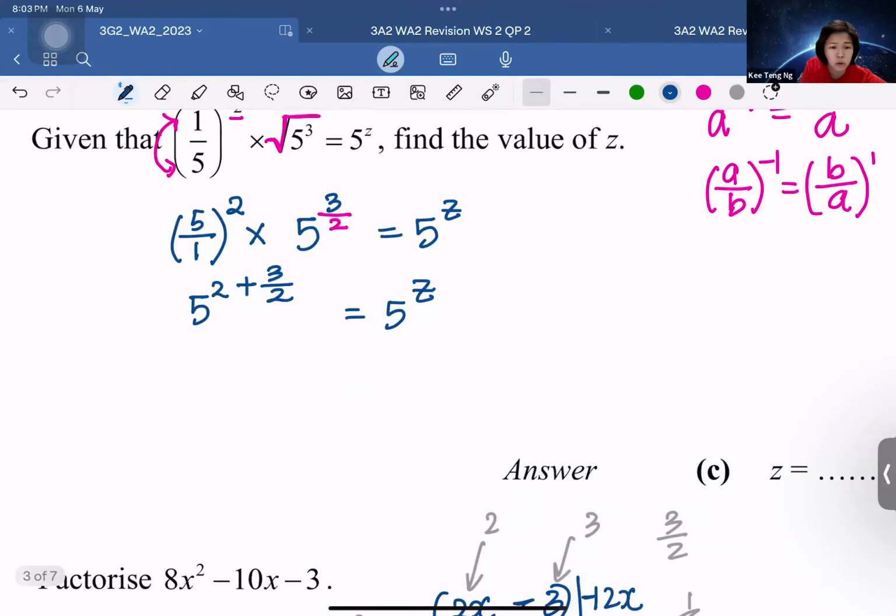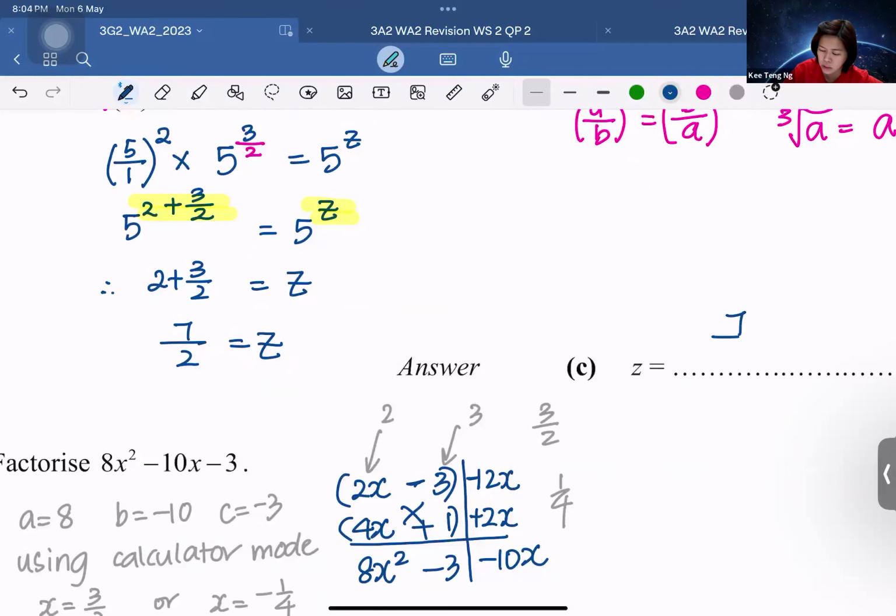Then for algebra, I don't like mixed numbers. I'll change everything to improper fractions. So we'll calculate your numbers. Since the base and the base, 5 and 5, is the same, the power will be the same. After calculation, 2 plus 3 over 2 is 7 over 2. So therefore, z is equal to 7 over 2. Any questions?